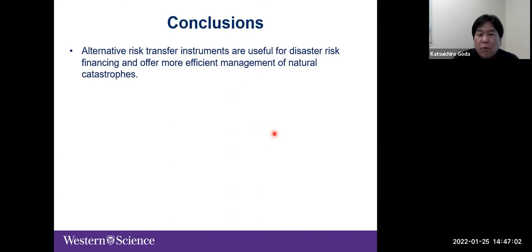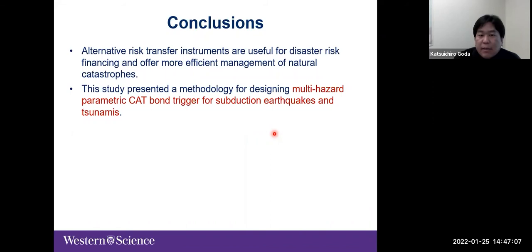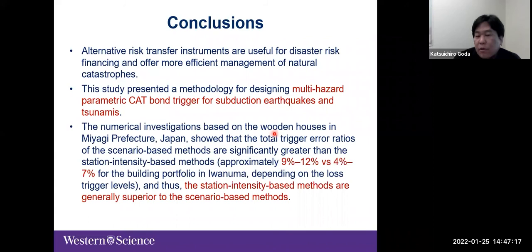In this study, I presented the methodology for designing a multi-hazard parametric cat bond trigger for subduction earthquake and tsunami. And the numerical example, I hope, clearly showed that with a better, more advanced observation system, if that system is available, we can reduce the trigger error by half or even less than half.